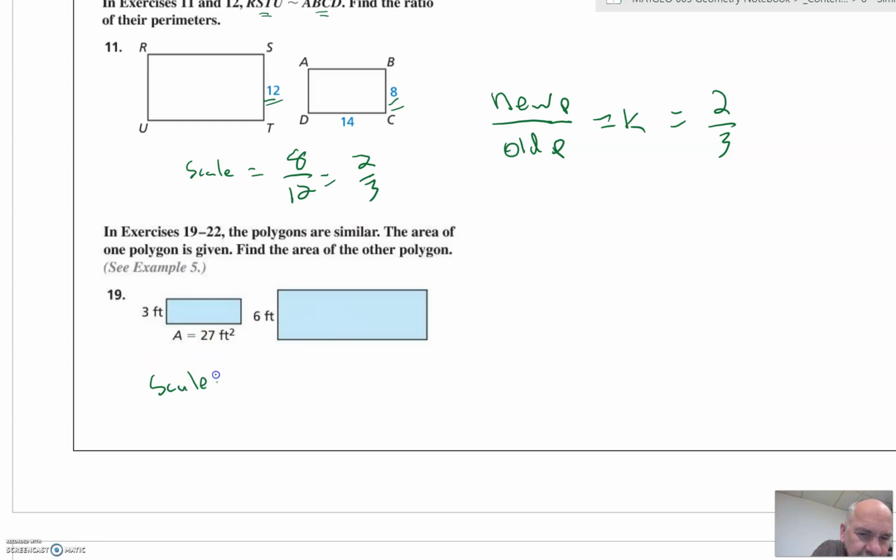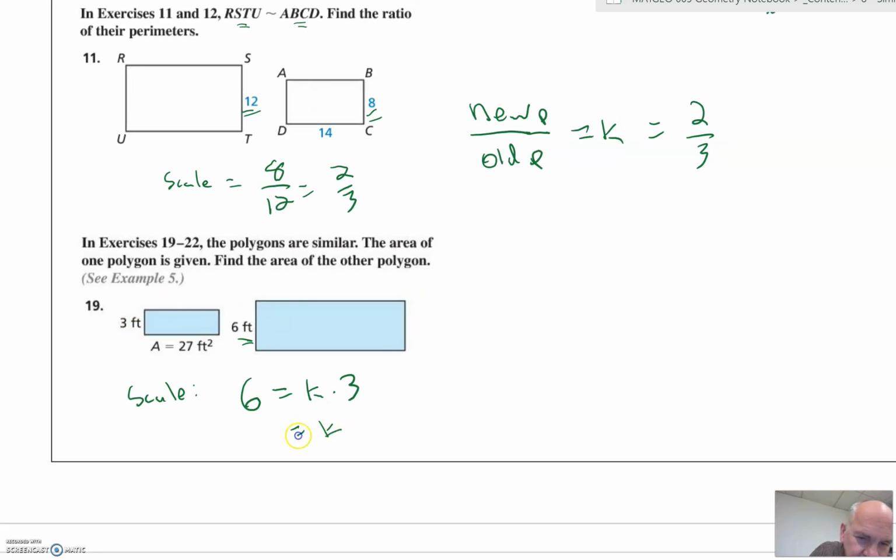So the scale factor is that the new value of this side is equal to the scale factor times the old value of that side. 3 times something gives me 6 as an answer, so the scale factor is just 2. Now I'm going to do this one my way, the way I like to do them, but it's totally up to you. You can do it with ratios too.